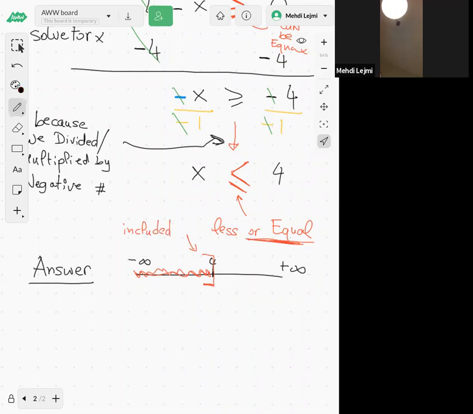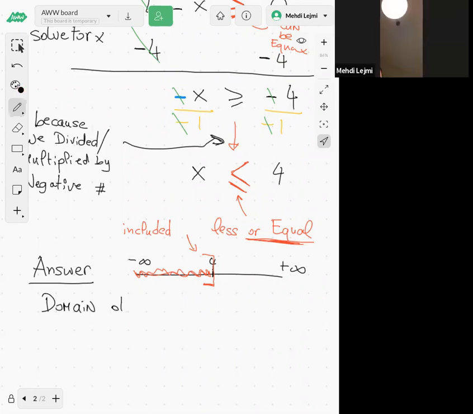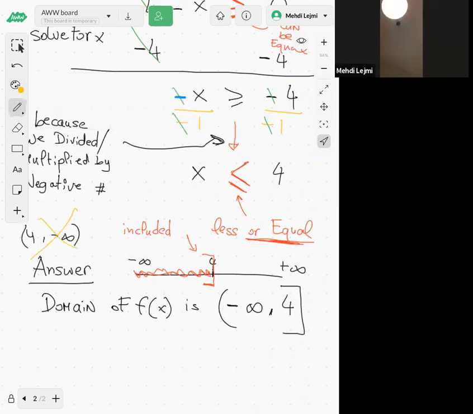So then the domain of f of x is, you go again from left to right. So it's negative infinity to 4, negative infinity excluded, positive 4 included. If you say 4 to negative infinity, that's not correct. You have to go from left to right.